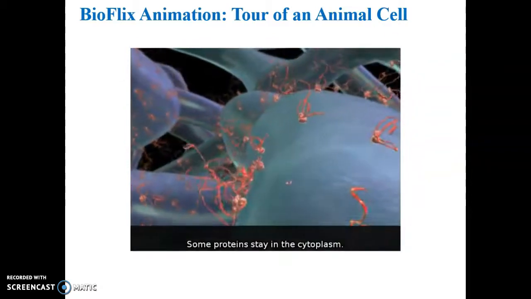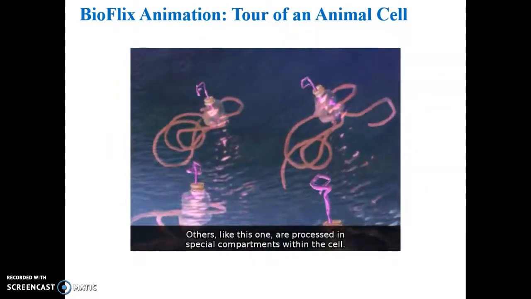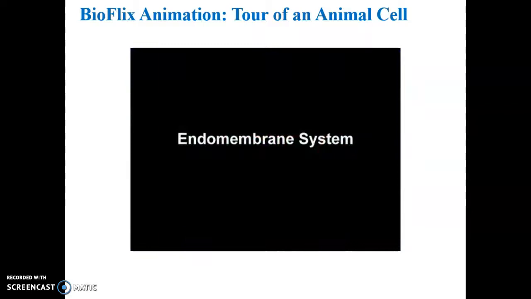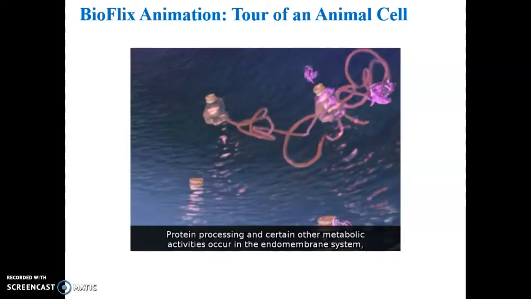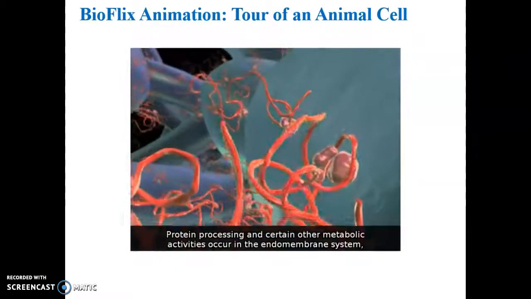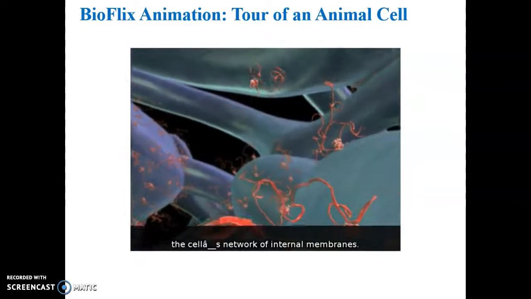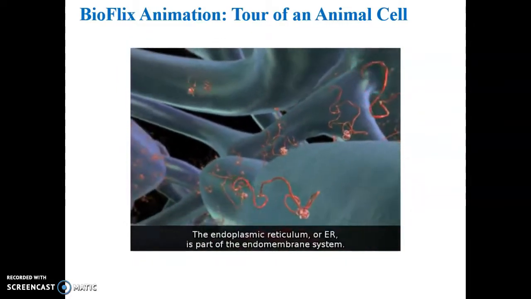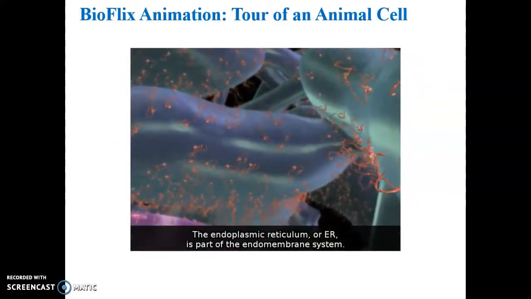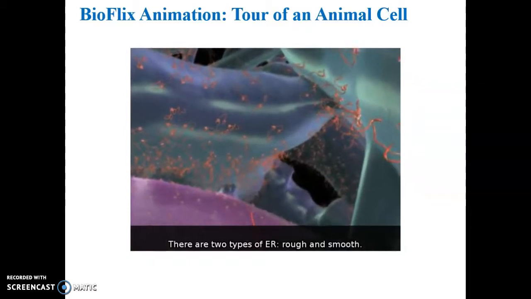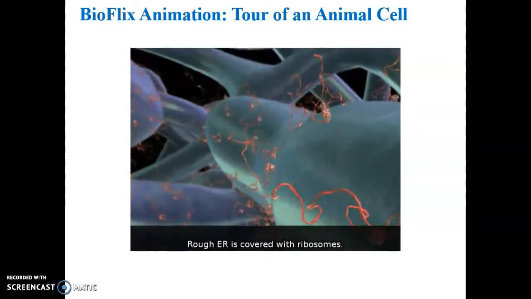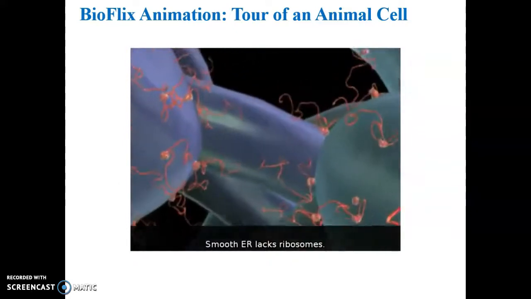Some proteins stay in the cytoplasm. Others, like this one, are processed in special compartments within the cell. Protein processing and certain other metabolic activities occur in the endomembrane system, the cell's network of internal membranes. The endoplasmic reticulum, or ER, is part of the endomembrane system. There are 2 types of ER, rough and smooth. Rough ER is covered with ribosomes. Smooth ER lacks ribosomes.